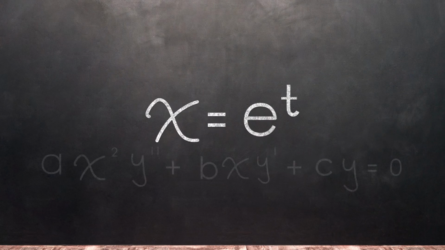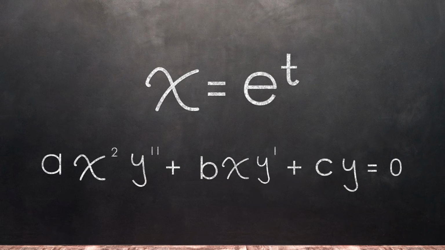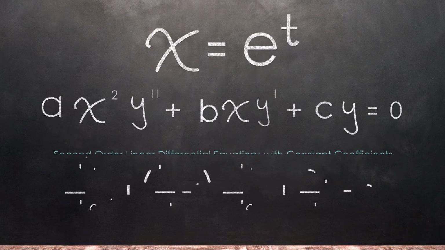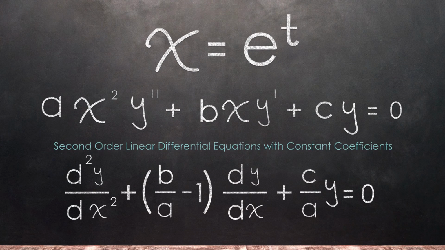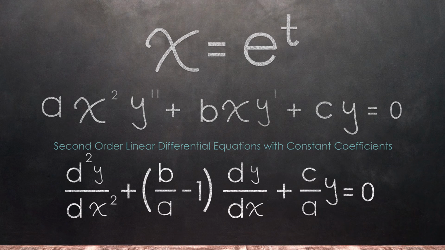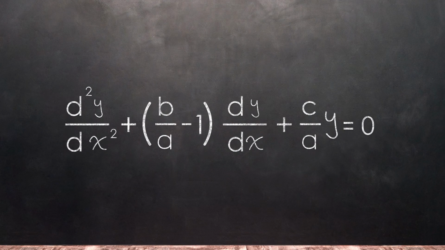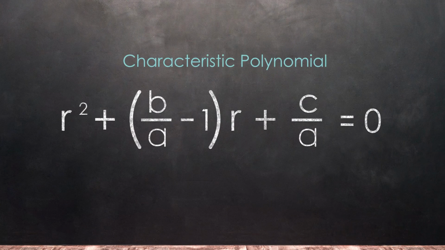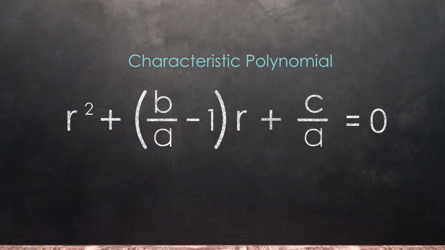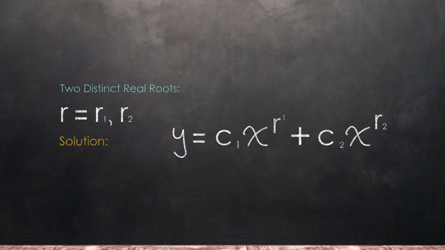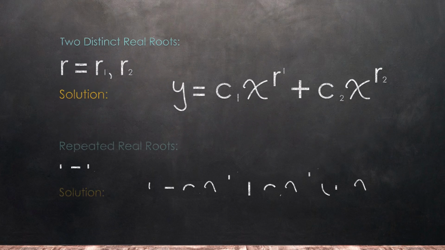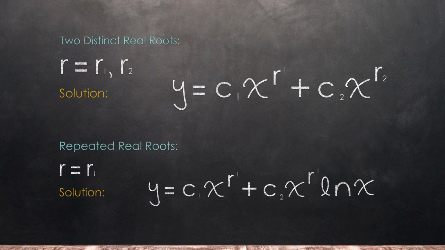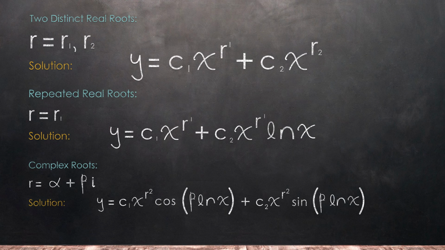We can also make a change of variables for x as e to the power of t, to end up with a second-order linear differential equation with constant coefficients. The characteristic polynomial we obtain from this is the same one we obtained before. Regardless of the method we use, there are three different solutions that can arise from the characteristic polynomial. If we have two distinct real roots, if we have repeated real roots, or if we have complex roots.